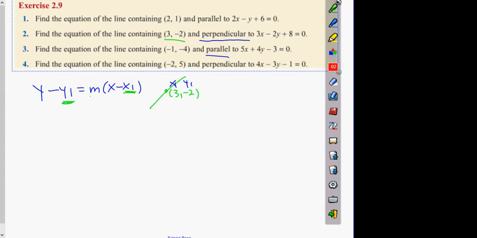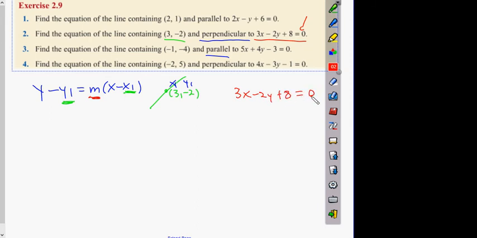Now, the next part of the question is, where does the slope come from? Well, it says it's perpendicular to this line here. So if I find the slope of this line and turn it upside down and change the sign, I can find the slope of the line I'm looking for. So I get 3x minus 2y plus 8 equals 0.